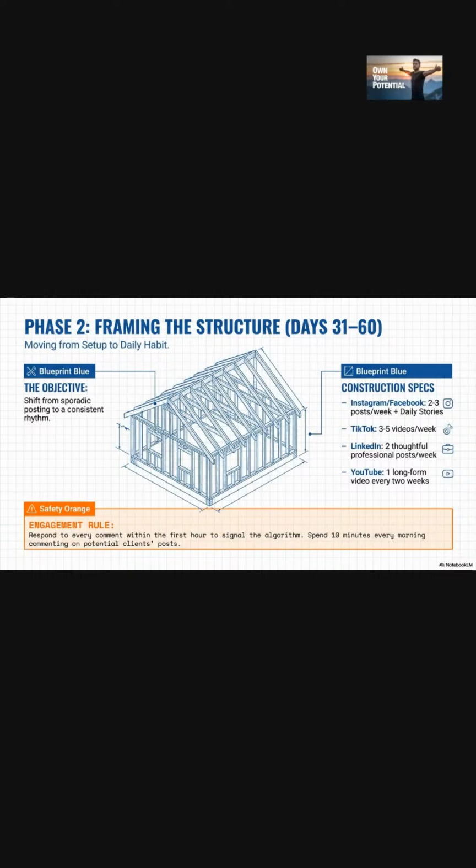So let's go over here on the right-hand side. Instagram and Facebook, 2 to 3 posts a week and daily stories. So what does that mean? That means every week you're going to post 2 to 3 times. That's posts just on your timeline, right? Don't do, hey, look at my spaghetti I'm eating.